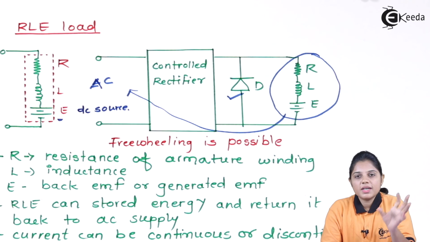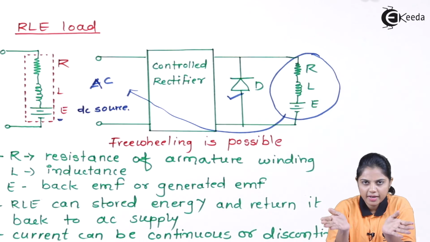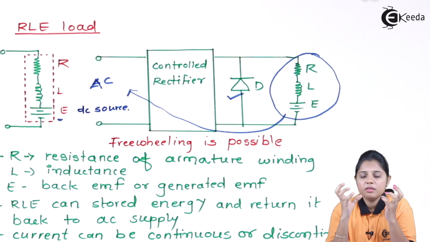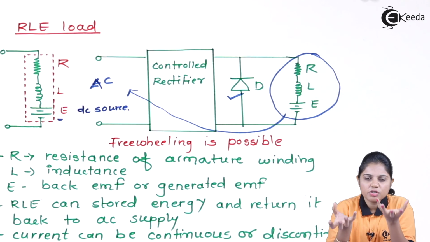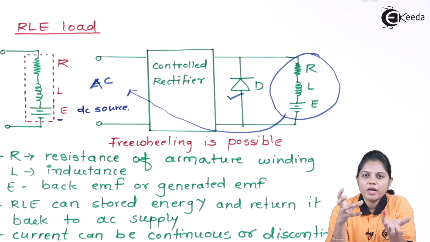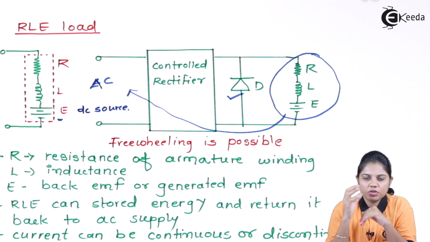So these are the three different types of load we have studied. One is a pure resistive, that is R type, or it can be RL type, which is purely inductive, or it can be RLE type. So basically in motors we go for a RLE type. In pure rectification purpose, we can go for a resistive type load. But if there is a requirement of a storing energy, then also you can go for a RL type load. So these are the three different types of loads which we have studied in this particular chapter.